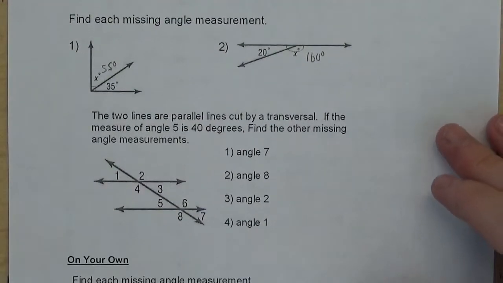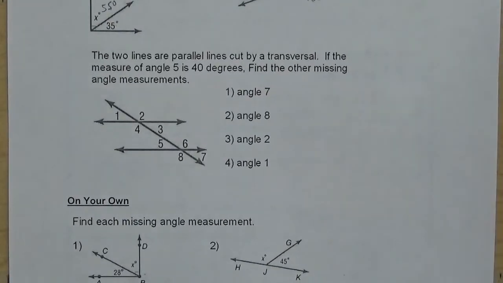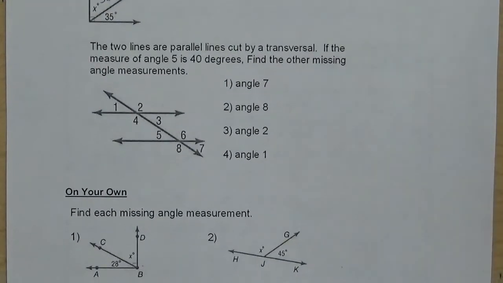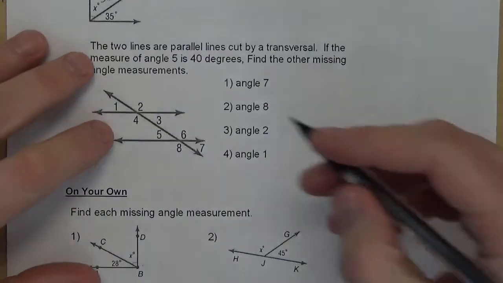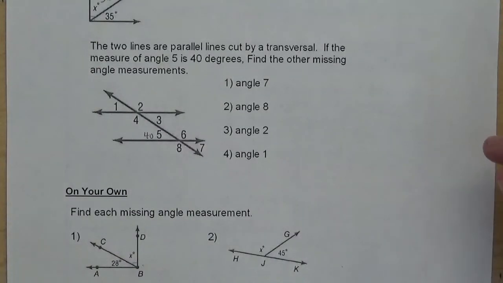All right, this next section here. It says the two lines are parallel lines cut by a transversal. If the measure of angle 5 is 40 degrees, find the other missing angle measurements. Okay, let's go ahead and write in 40 degrees here for this one right there. And we're going to use what we learned on the other side about certain angles being congruent to help us come up with these.